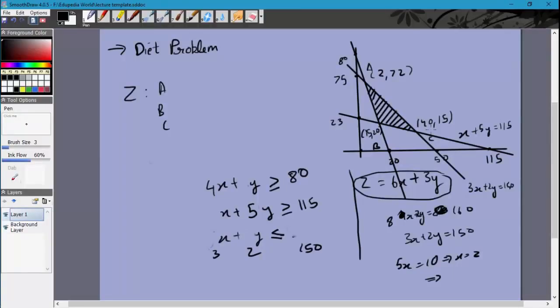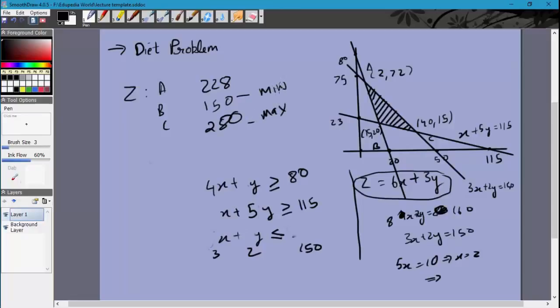And what we see is at 2, 72, z comes out to be 228. At the point 15, 20, it comes out to be 150, and at 40, 15, it comes out to be 285. So this is the minimum and this is the maximum.